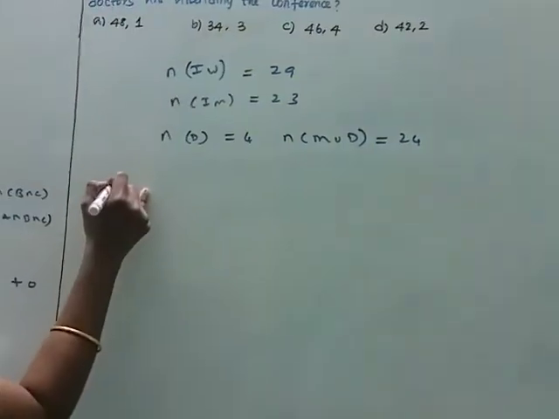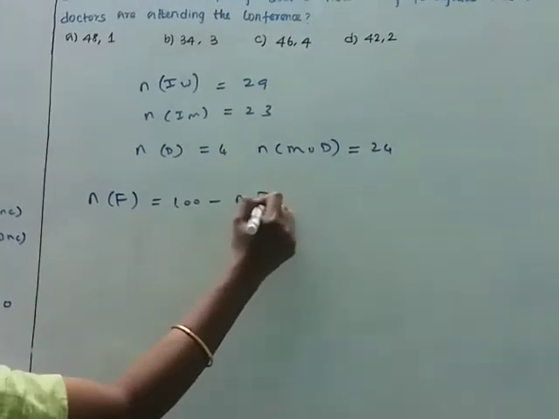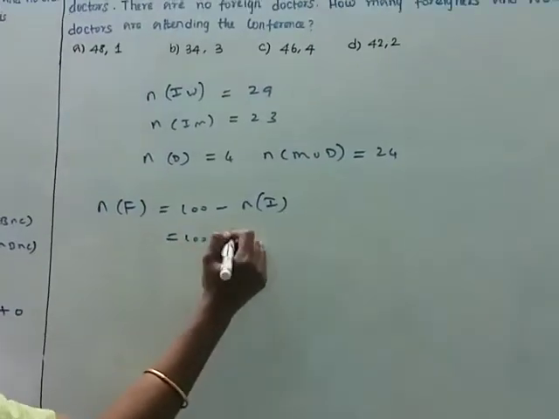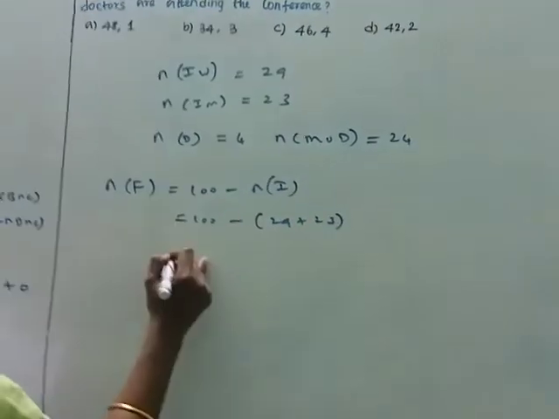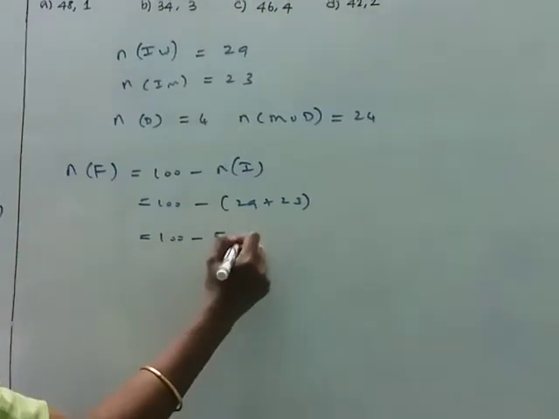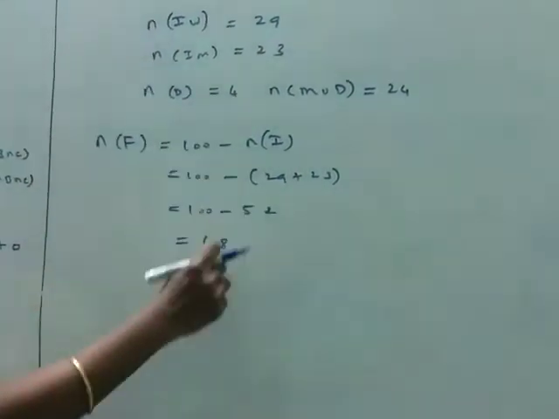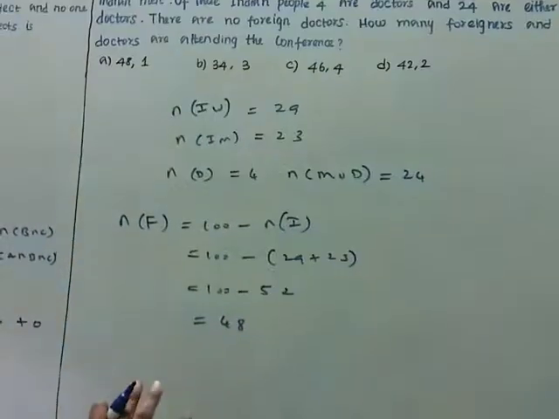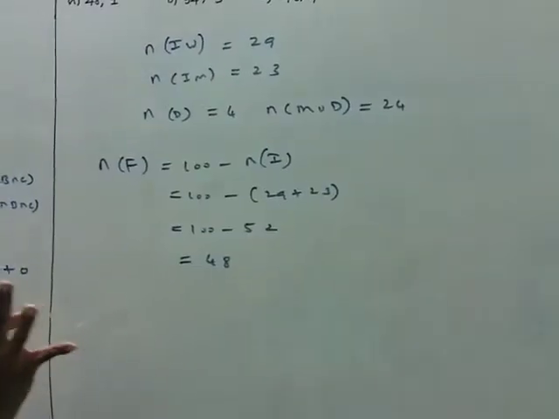So first we are going to find the number of foreigners. Number of foreigners is equal to 100 minus number of Indians. Number of Indians means we take both women and men. So here 29 plus 23. So we get 100 minus 52. So answer is 48. So the first answer itself we have to take, that is 48. So the next answer should be 1. So we are going to check whether it comes as 1 or not.